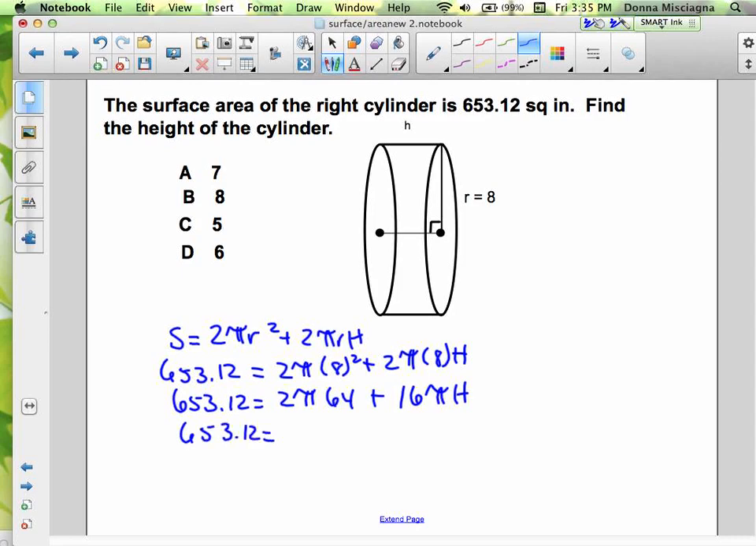So 653.12 is equal to 128 pi plus 16 pi h. Well, actually, we can't combine anything because one of those has a variable. So we're going to have to subtract 128 pi from both sides. And that's going to leave us with 16 pi h on one side. Oh, I really should have given myself more space.